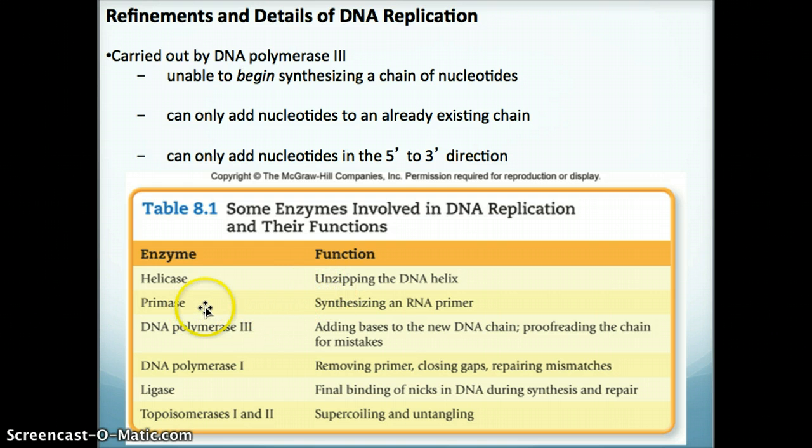We have primase, and primase is the one that will actually synthesize an RNA primer, which then the DNA polymerase 3 can build off of. So we start out with this piece of RNA, and then we add new bases to form a DNA chain. We then will have DNA polymerase 1 come in and remove the primer. It will also close any gaps that may have been missed in the chain and repair any mismatches. And then ligase can come in and bind any places where there may have been repair. And then our last ones that would come in are the topoisomerases, 1 and 2, and they do both supercoiling, so coiling at the end, or untangling when we're beginning.